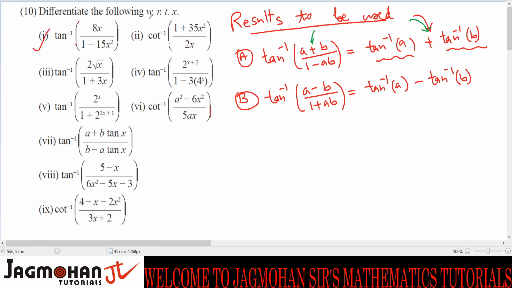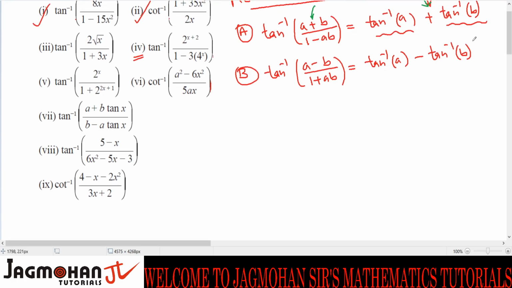In the previous video I solved one for you and I asked you to solve two on your own. Now I will take question number 4. It's a very interesting question. I write here, let y equal to tan inverse of (2 raised to x plus 2) upon (1 minus 3 times 4 raised to x).